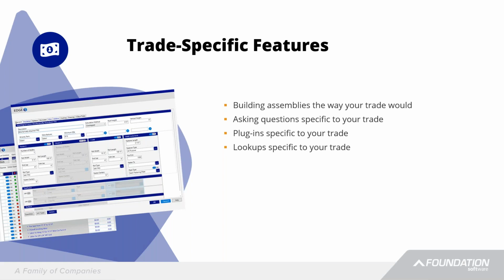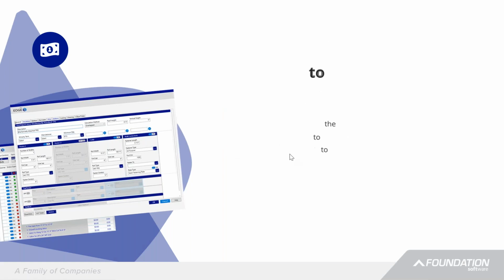Also, we'll have lookups populated with products specific to your trade, so not a lot of useless garbage in there. If you're doing a roofing estimate and you want to see a list of membrane types, that's all you'll see, not products that have nothing to do with what you're building. This is important for streamlining your estimating process and not having confusing lists of materials to look through. All right.